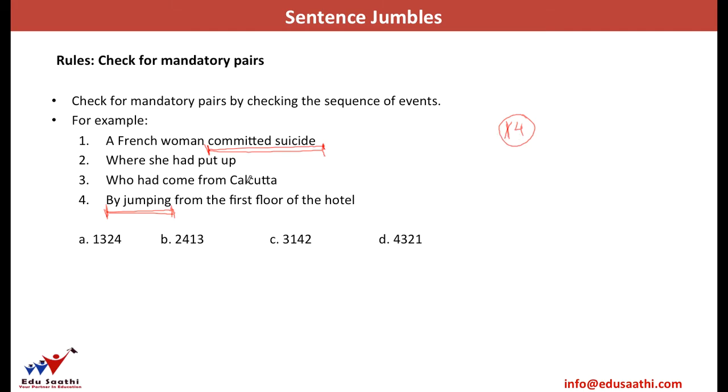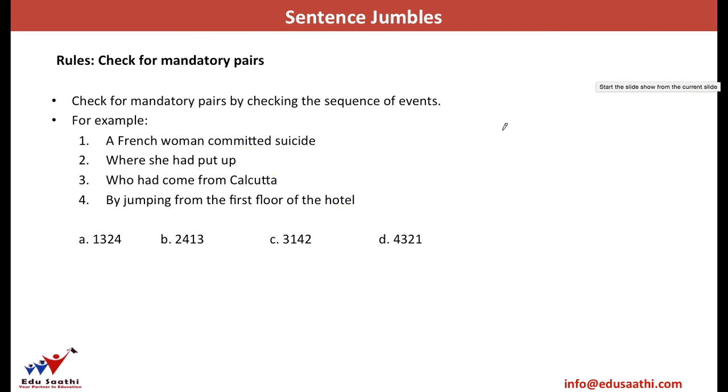Again, if I check where she had put up, now she was putting up somewhere. Where was she putting up? She was putting up in a hotel. Put up means to stay, right? So put up means to stay, and she was staying in a hotel. So again, 4 and 2 is a mandatory pair.